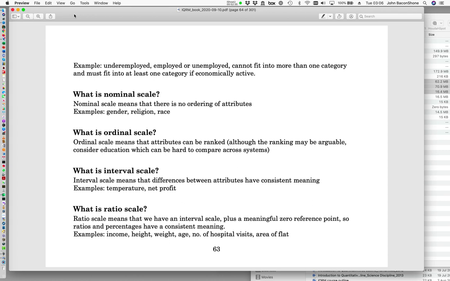Similarly for height or weight or age or area of a flat, or even for measurements which are integers, such as number of hospital visits. We could say that elderly people in general have twice as many hospital visits as younger people, and that's a meaningful statement. We don't necessarily have to talk about the difference in the number of visits. We can talk about the ratios.